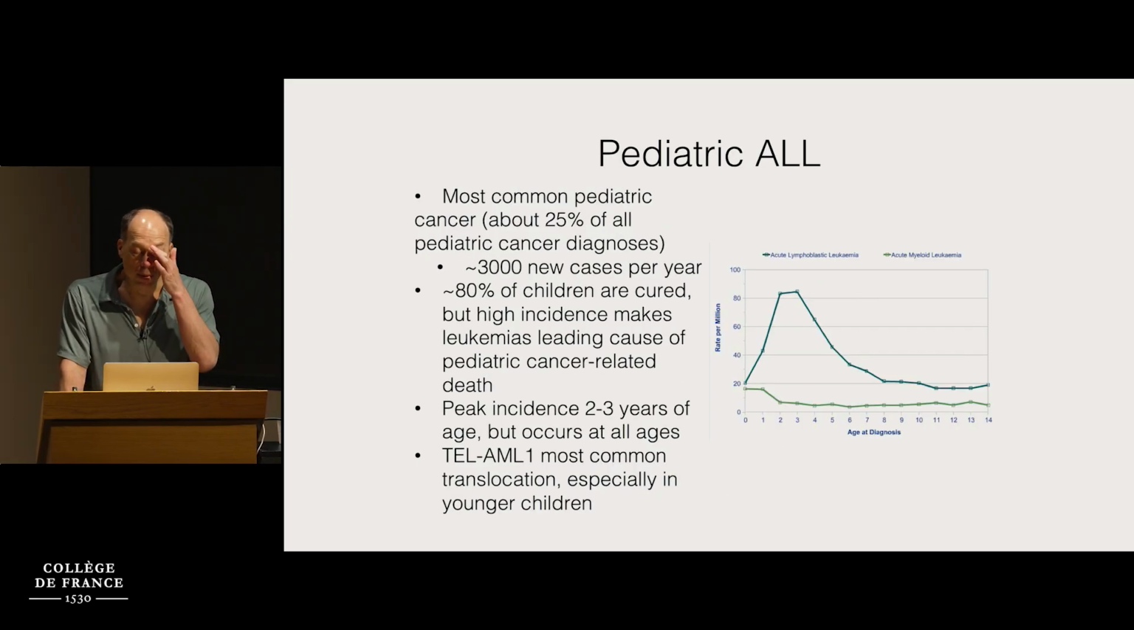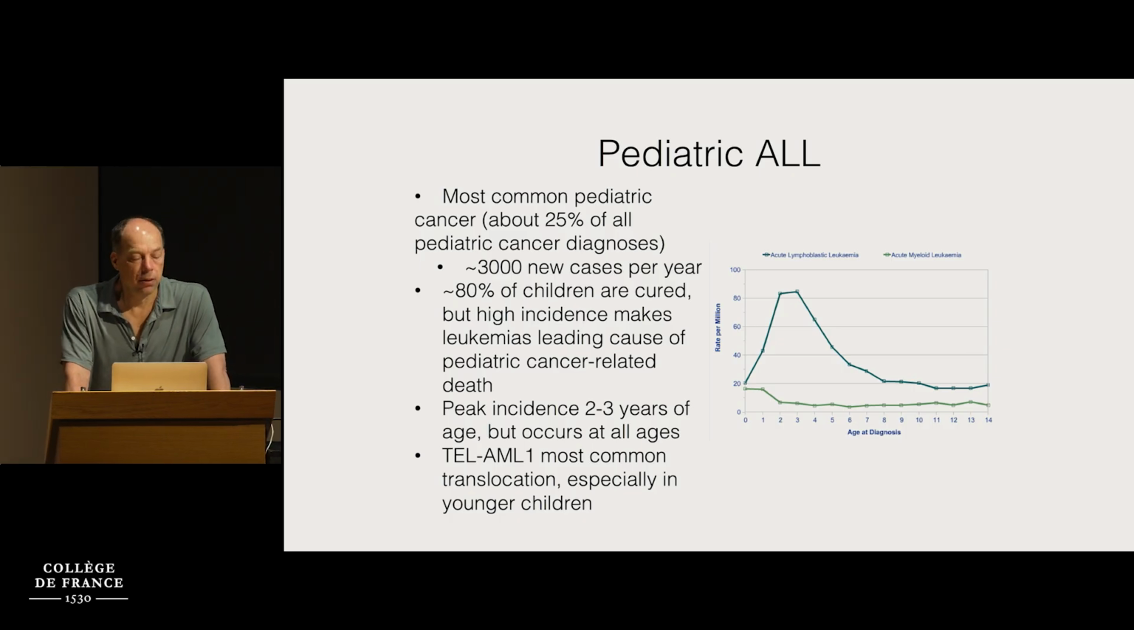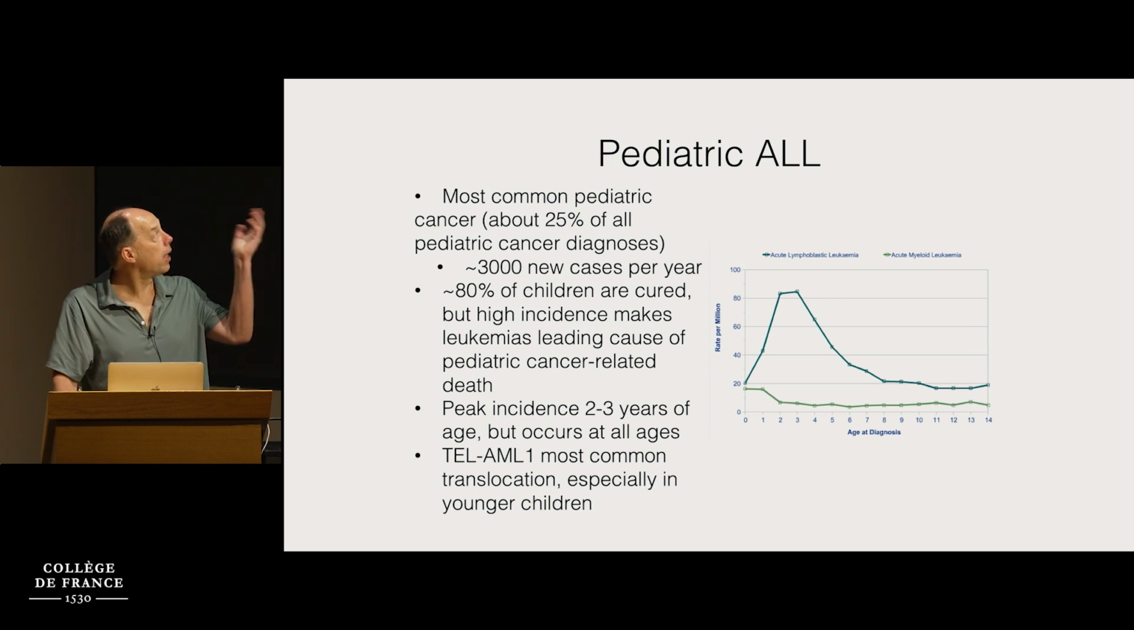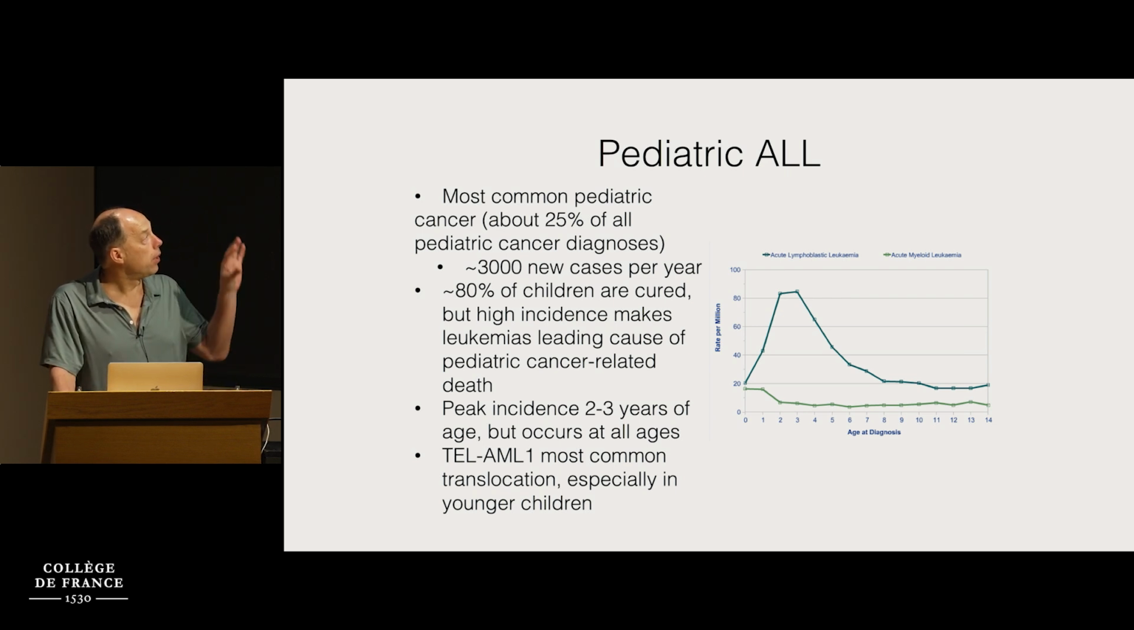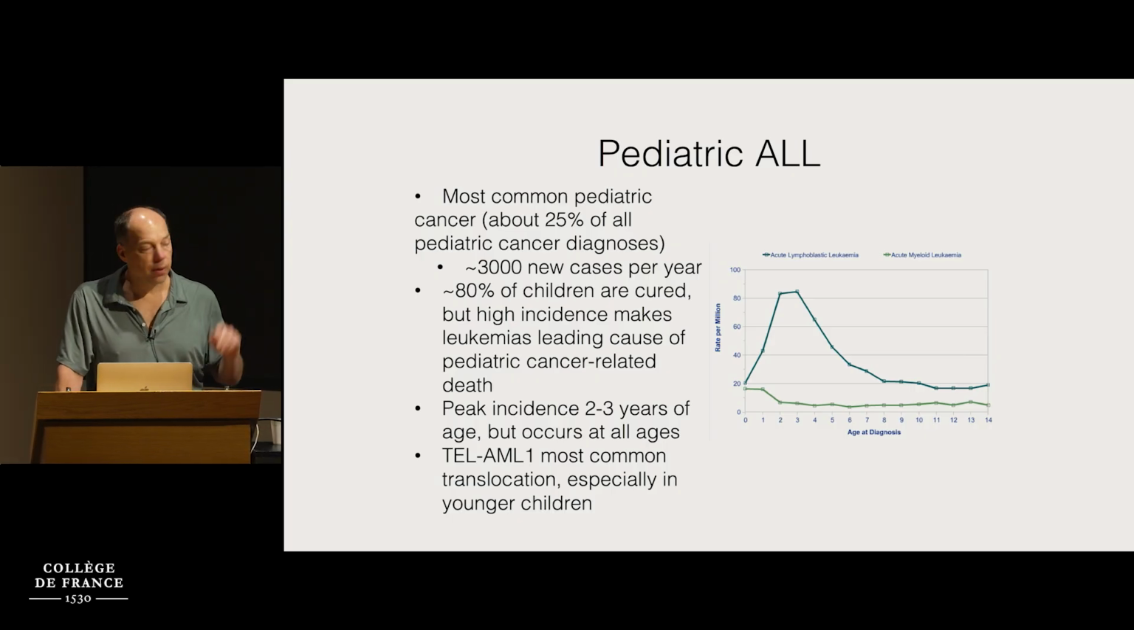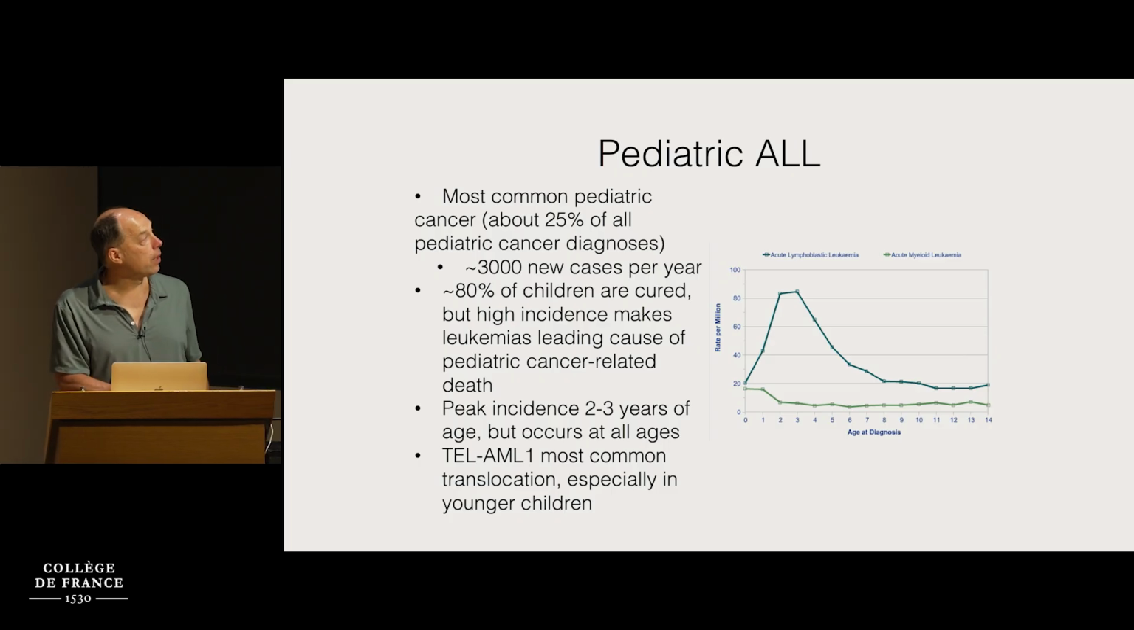Let me give you another example now. This is also blood cancer, ALL, acute lymphoblastic leukemia. This is the most common pediatric cancer. There are 3,000 new cases a year in the US. The cure rate is pretty good. About 80% of the kids are cured, but the fact that this is a high incidence makes it the leading cause of child cancer death. And it happens very young. 2 to 3 years is the peak, but it can happen for older kids as well.